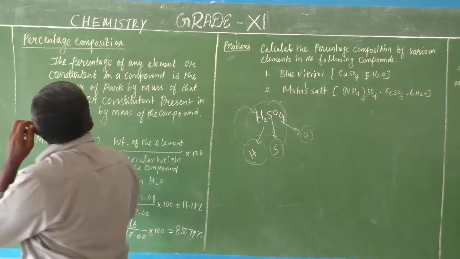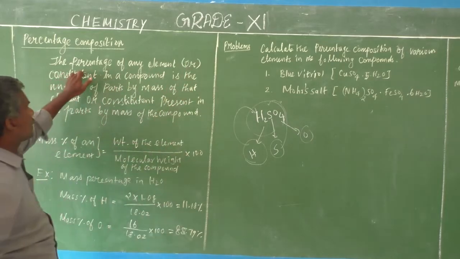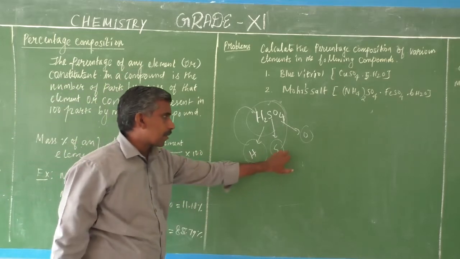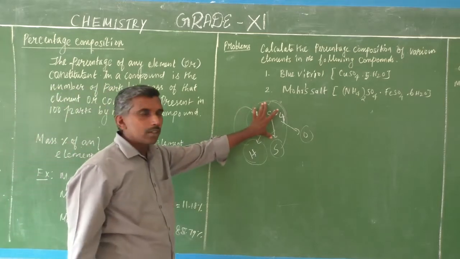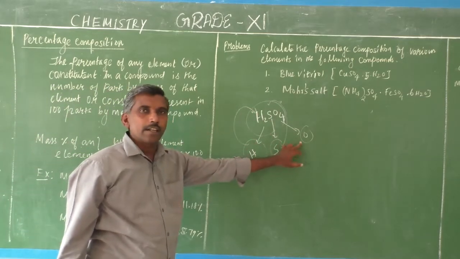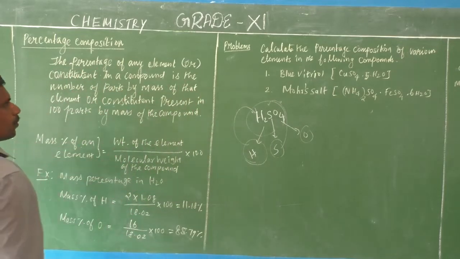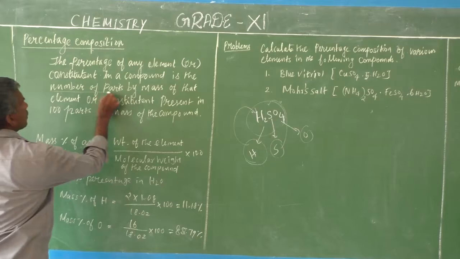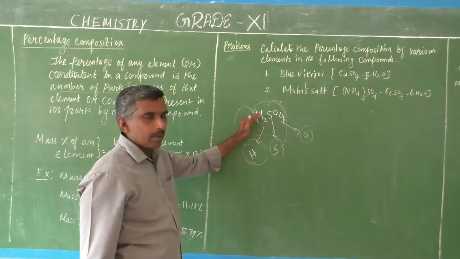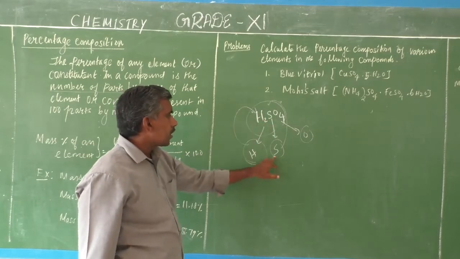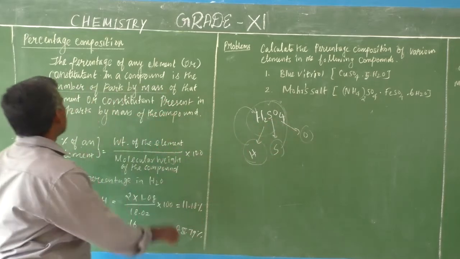So the definition: the percentage of any element or constituent. Here the elements are hydrogen, sulfur, oxygen. The elements are constituents in a compound. In a compound, hydrogen, sulfur, and oxygen are present. The percentage of any element or constituent in a compound is the number of parts by mass. How much mass of hydrogen is present in the molecular mass of sulfuric acid? How many grams of sulfur, and oxygen mass, are present in sulfuric acid?